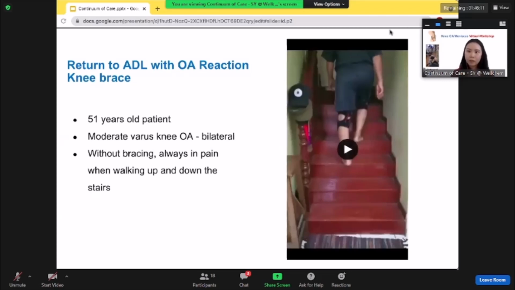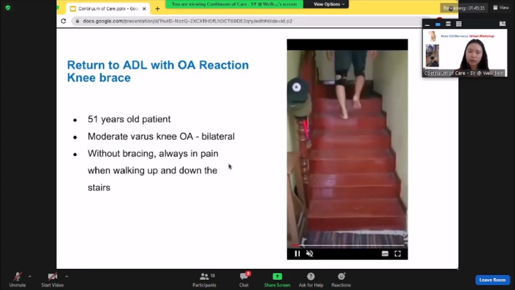Next here, we have a local patient. This is a local patient here in Malaysia, and it's a very good example of how the OA reaction knee brace can work. Just a little background info: the patient has bilateral knee OA, and prior to trying out the OA reaction, he would always be in pain when going up and down the stairs, and it was really affecting his quality of life as well. Let's have a look at the video after he tries out the OA reaction knee brace.